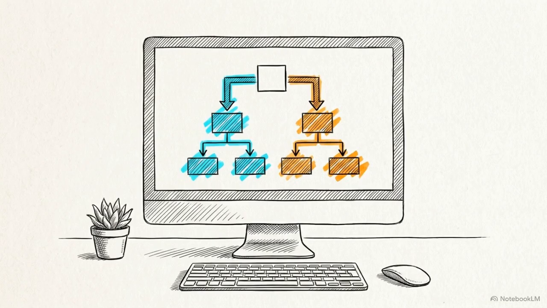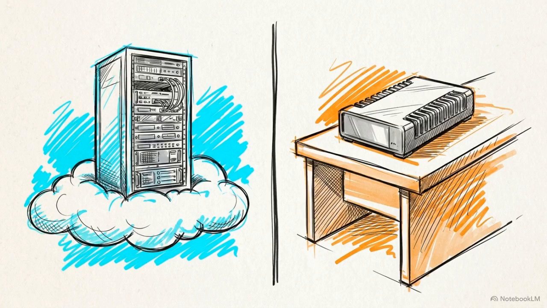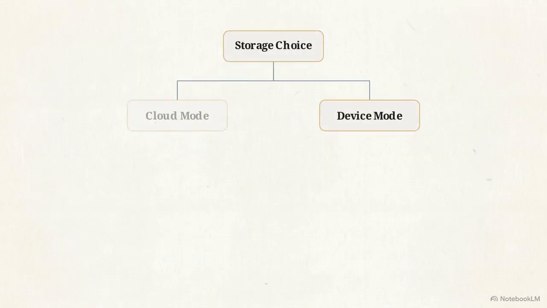Back on the desktop, we hit DAZO's most significant differentiator, its dual storage architecture. You have a strict choice between cloud convenience and absolute local control. This decision tree illustrates the choice you make at installation.